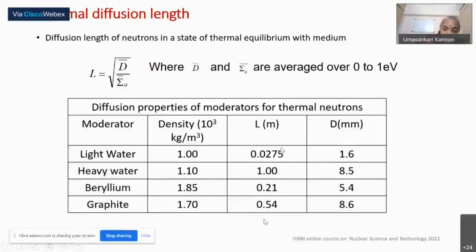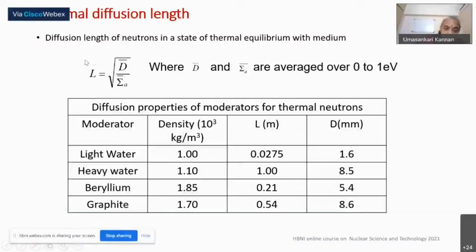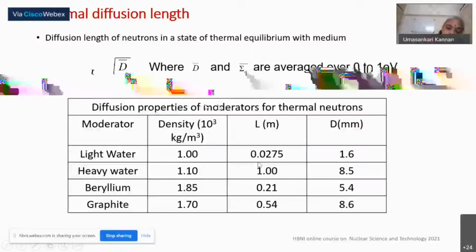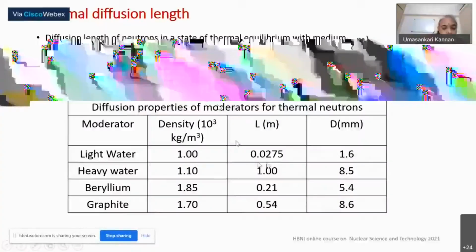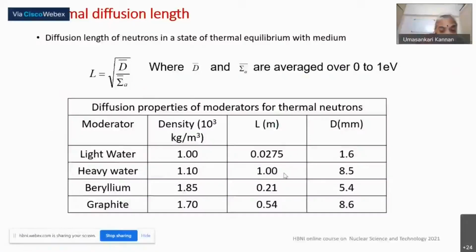You can easily see that when the absorption cross section is very low, L is going to be very high. That means heavy water has the least absorption, and that is why its diffusion length is very high. So the thermal neutron will have to travel almost around 1 meter in a heavy water lattice to cause further absorptions in further nuclei. This is what I wanted you to understand, that the diffusion length will decide how to design the reactors, whether it's a light water system or a heavy water system, and what type of fuel we have to use.